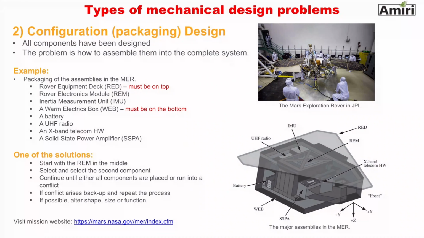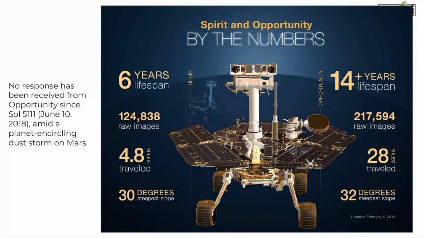They gave you two specifications. RAD needs to be on top for sure, and then WEB needs to be on the bottom. So you can start from the middle and work towards the top or bottom, or start from the bottom and go to the top, and so on. Again, you might generate multiple correct solutions that satisfy those requirements. This is a good example of configuration, packaging, or assembly design. In the link I provided here, you can read more about Opportunity. I'm sure you know about it, but if you want to follow the story a little more, there are some numbers and information presented here for you too.